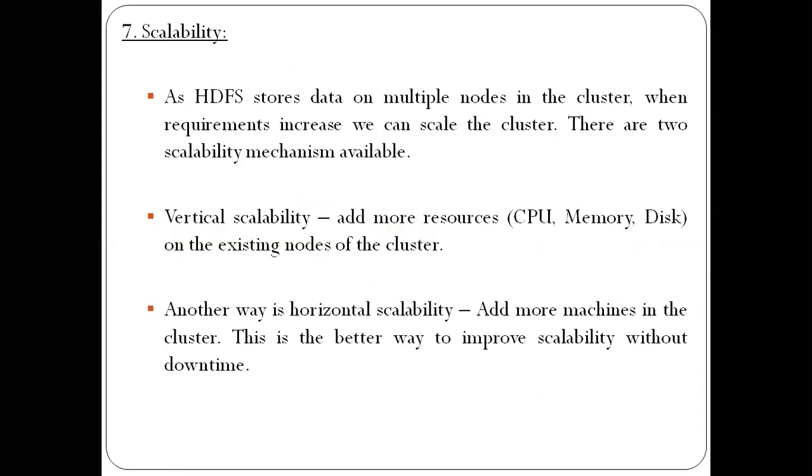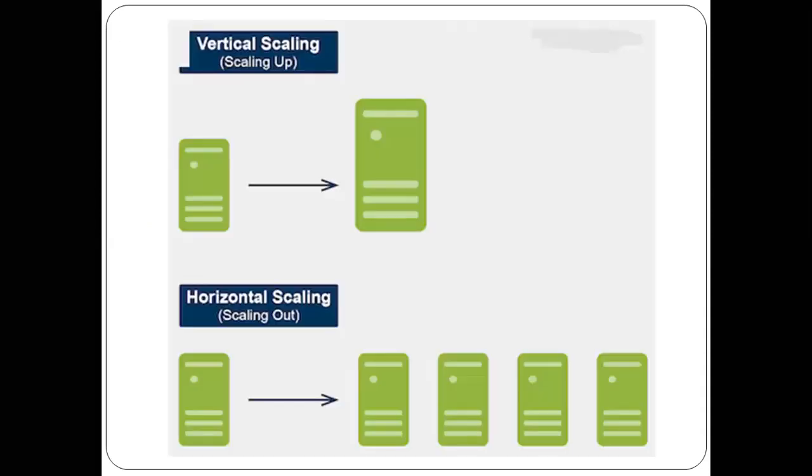Next feature is scalability. As HDFS stores data on multiple nodes in the cluster, when requirements increase, we can scale the cluster. Scaling in the sense adding extra hardware. This scalability can be achieved using two methods: vertical scalability or horizontal scalability. This diagram will clearly explain the difference between vertical scaling and horizontal scaling.